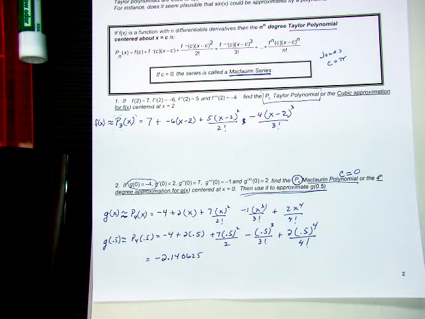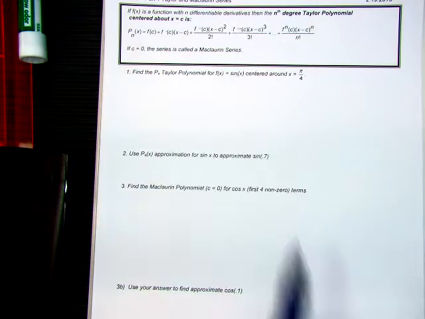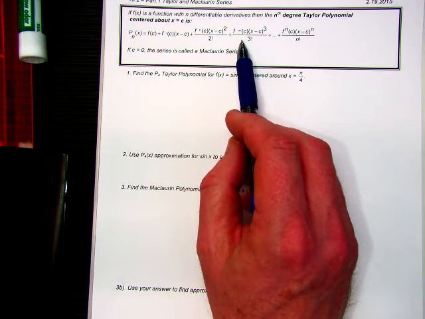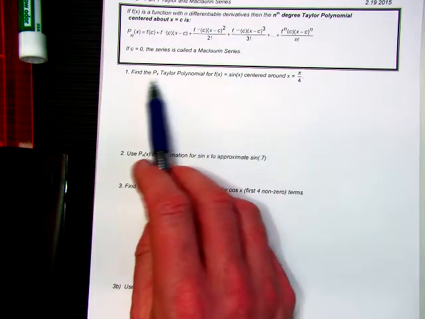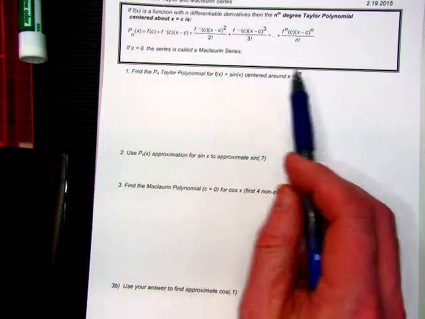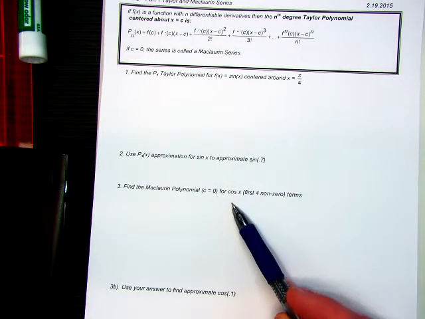Okay, so I left the third page, which by the way, these notes are posted by the time these get posted. I gave you the formula up here, same thing as what was on the previous page. Now we're going to actually find it for a function. So we're going to find the P4 for sine at pi over 4. Then we're going to evaluate it. Then we're going to find a Maclaurin for cosine.